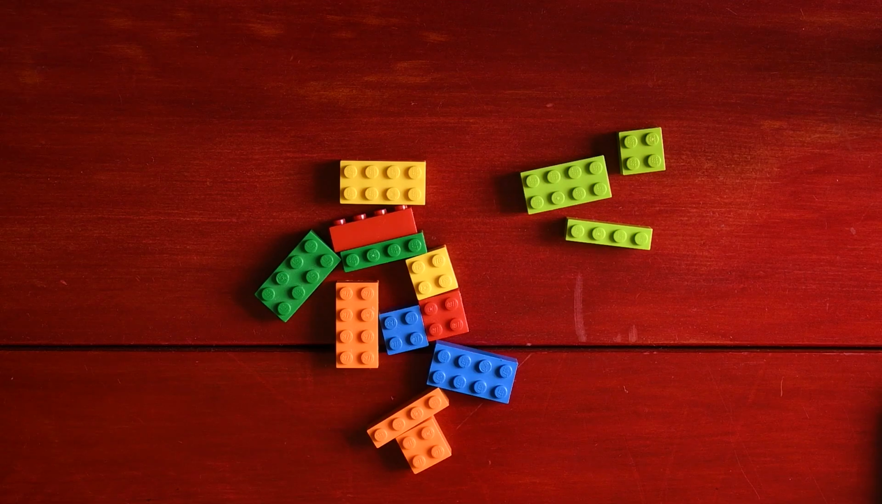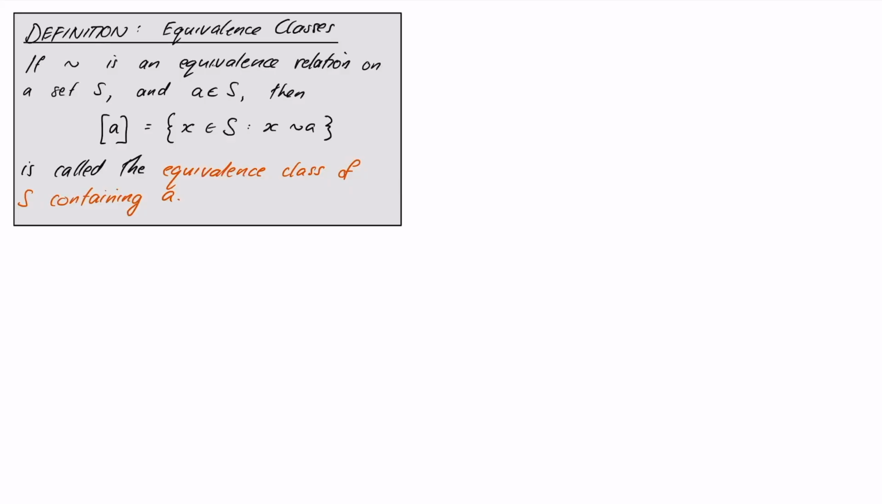So in terms of a formal definition, an equivalence class is defined like this. If tilde is an equivalence relation, so equivalence classes only make sense in the context of having a relation to work with, and we've got a member A from our set, like the brick I picked up before, then the equivalence class of S containing the element A that I picked out is given by the set of all things X in our bigger set S such that X is equivalent to A. And that's called the equivalence class of S containing A.